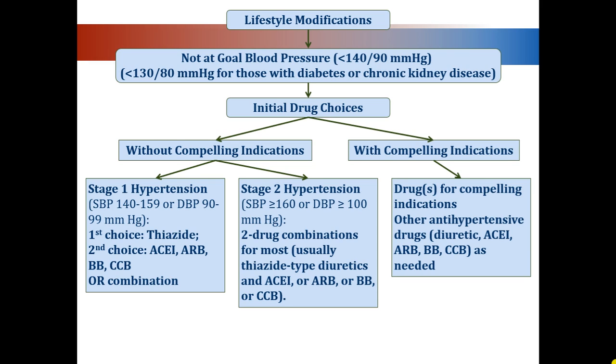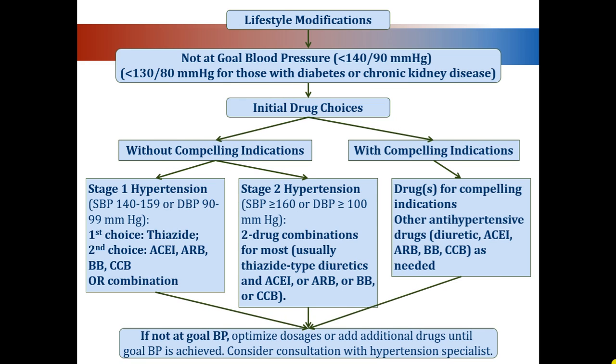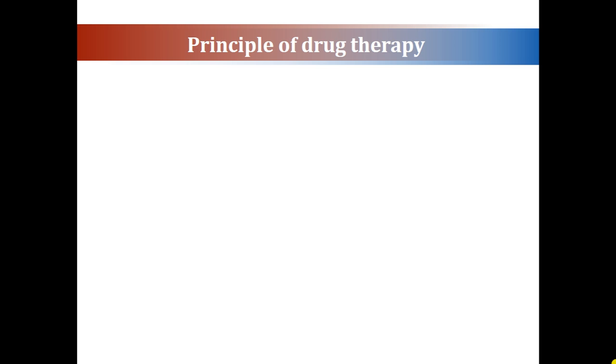Like if the patient is hypertensive with benign prostatic hyperplasia, then an alpha blocker is the drug of first choice. If the patient is hypertensive with angina pectoris, then beta blockers are to be preferred, likewise. If still not at the goal, optimize the dosage or add additional drugs until the goal blood pressure is achieved. Consider consultation with a hypertension specialist for such patients.